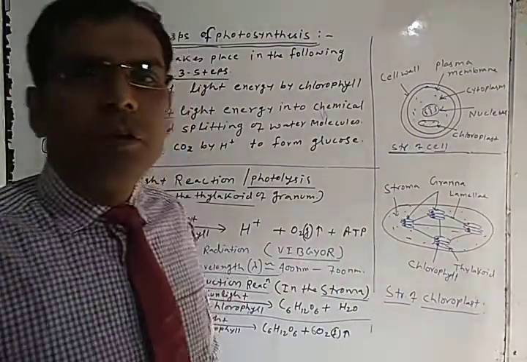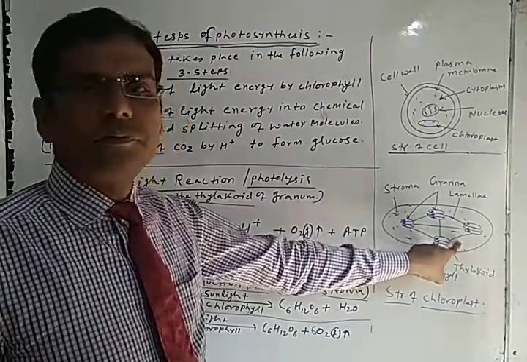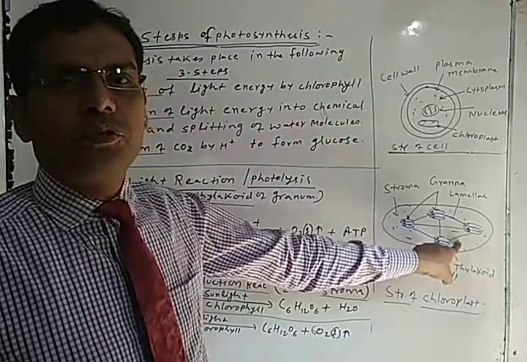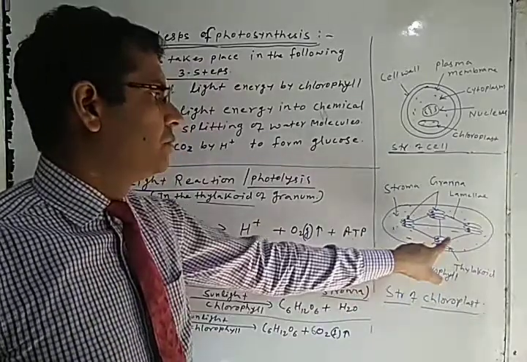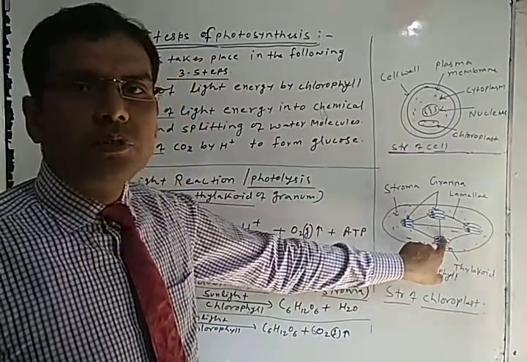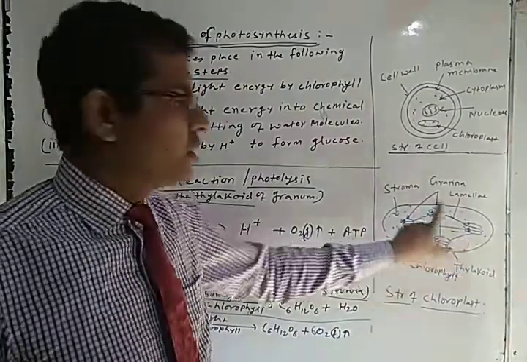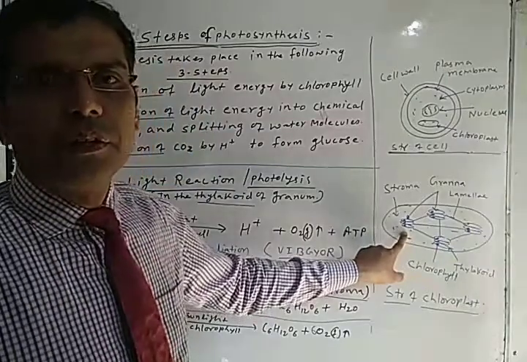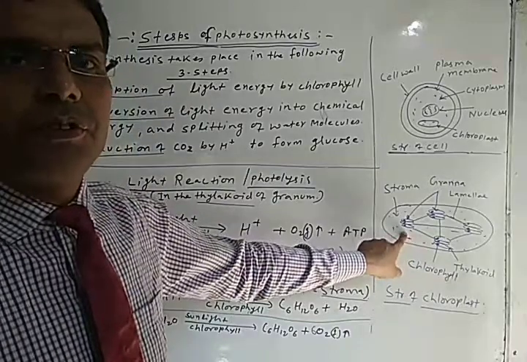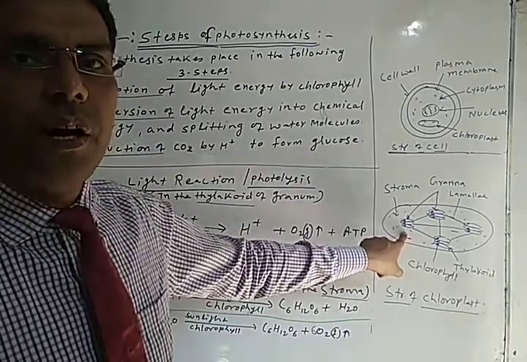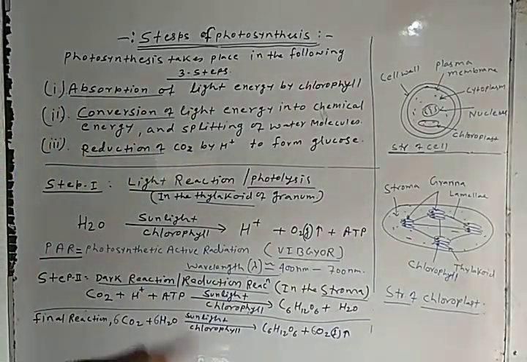After breakdown of the H2O molecules, oxygen gas is released through the stomata out from the plant cells. Hydrogen ions and ATP go out from the thylakoids and come into the stroma region, because further reactions of photosynthesis require enzymes, and those enzymes are available in the stroma. Then the second step will start.